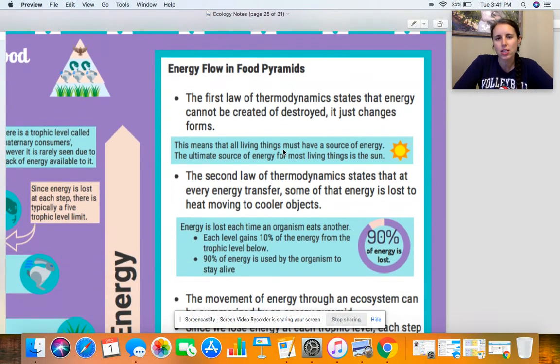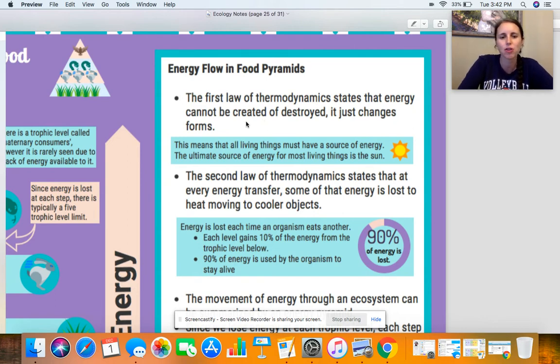So I want to address something that is called the first law of thermodynamics. So it sounds more complicated than it needs to be. If you choose to study physics, you're going to study these laws of thermodynamics later as well. So what the first law of thermodynamics states is that energy cannot be created or destroyed. It just changes forms. So you can't destroy energy, but you can take it from one form and move it to another form.